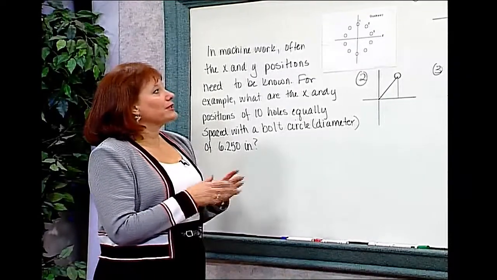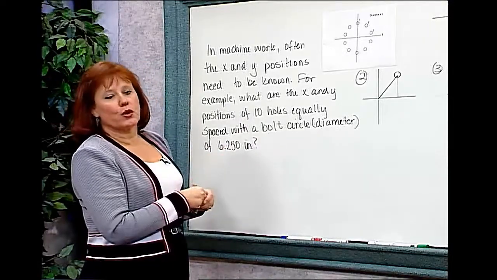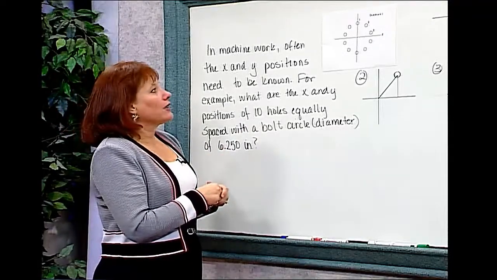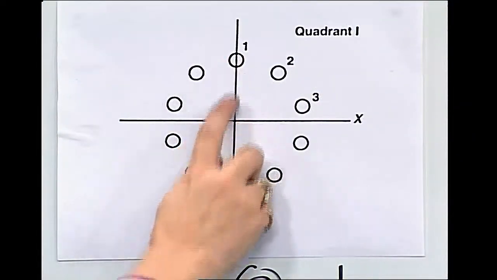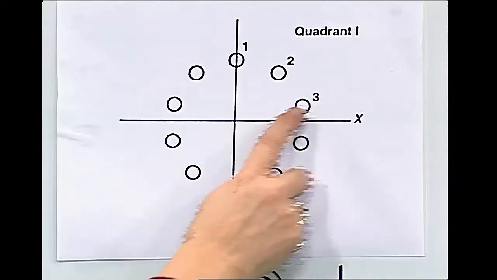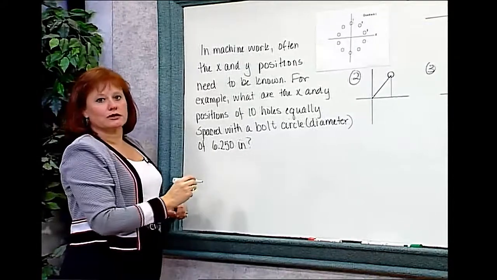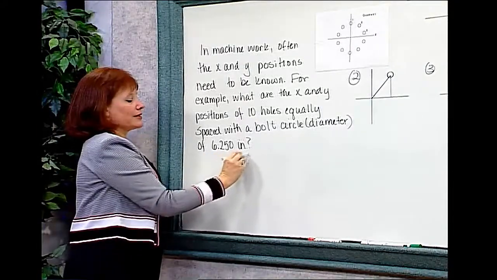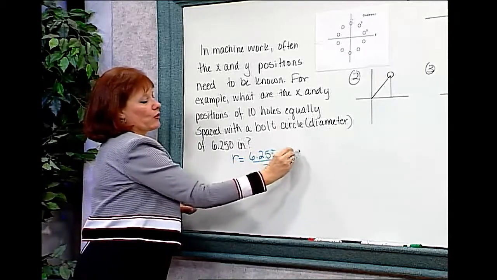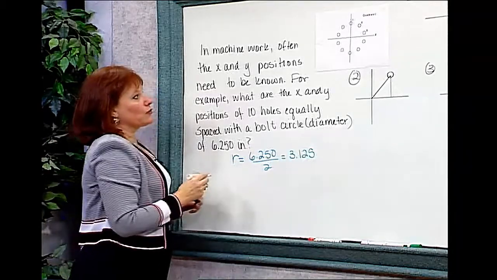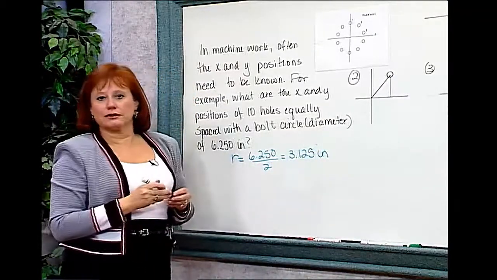When we're going to do this, we need to find out some information first. I know that the diameter of this circle is 6.250 inches. I also need to know the radius of this problem because I'm interested in the distance going from the center to each one of the holes. I don't want to know the diameter as much as I want to know the radius. But I do know that the radius is the diameter divided by 2. So the radius in this case is 6.250 divided by 2, which is 3.125. So I know the radius is 3.125 inches, and that's very useful to me.